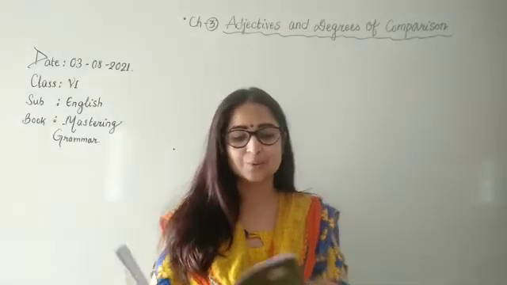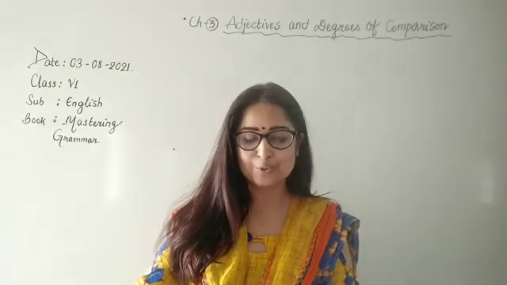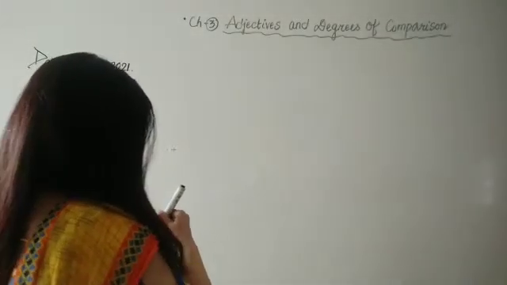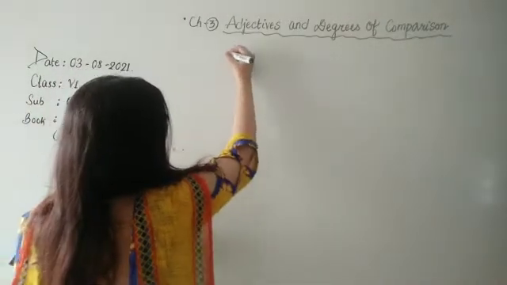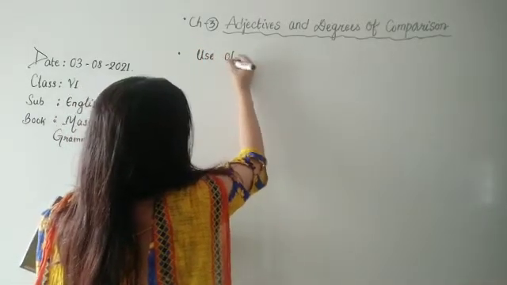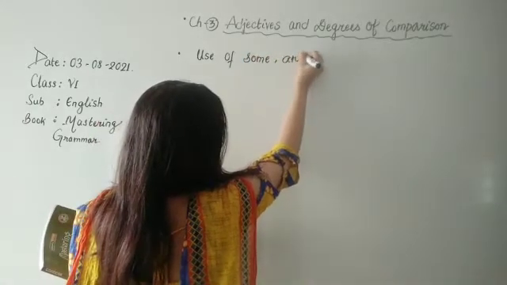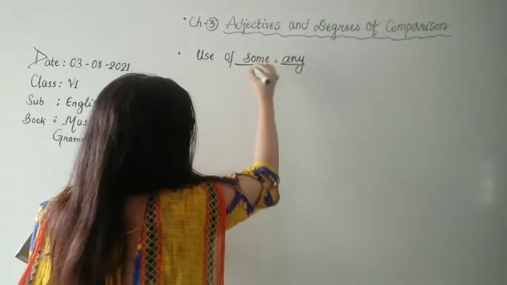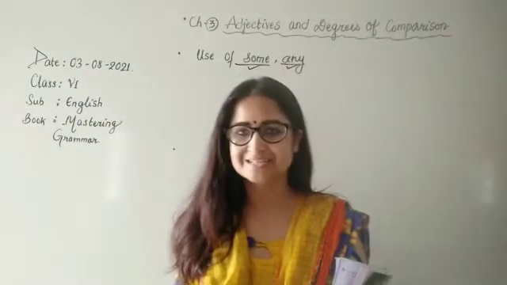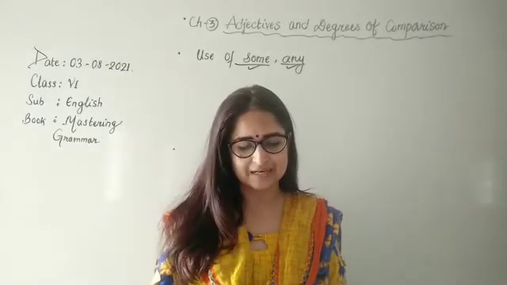Okay children, so we are on page number 26. Let's get started with the use of some and any. So you have two words. Now we are going to do this one, use of some or any. We know that this is what? This is an adjective of quantity, right children? So how do we use it? Let's learn about it. Let's discuss it.